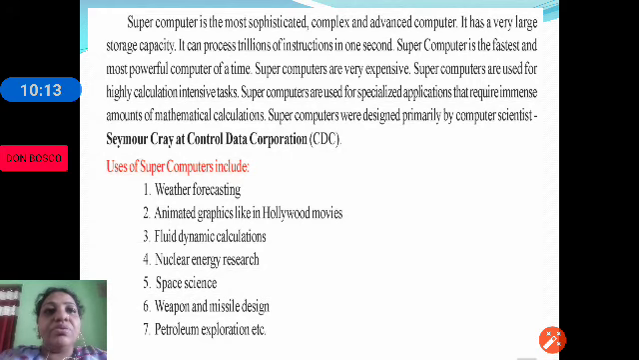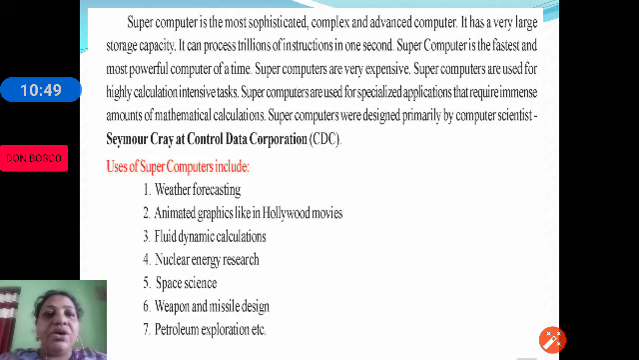A supercomputer is the most sophisticated, complex and advanced computer. It has a large amount of storage capacity. It can process several trillions of instructions per second. So the supercomputer is the fastest, most powerful and most expensive. Supercomputers can perform calculations at a very high speed. Cray is one of the supercomputers which is widely used.